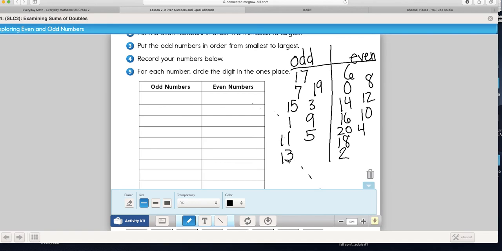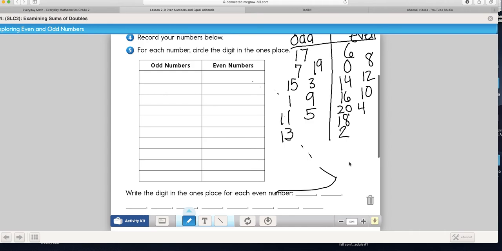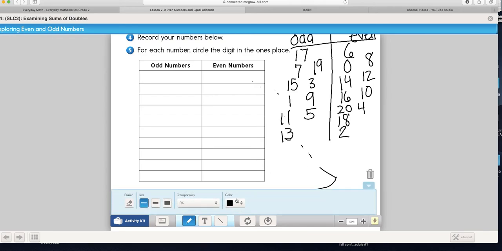Okay, now we need to put these numbers in order from the smallest number to the largest number on each side. So here we have our odd numbers, and here we have our even numbers. Let's first put our odd numbers in order from smallest to largest. I'm going to write them in a different color as we go along so we can cross them out. Out of these odd numbers on the board, which one is the smallest one, Tim?